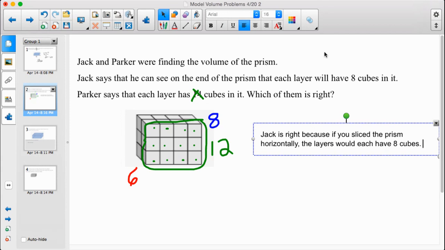Tomorrow I'll post some more different types of volume word problems for you. You will see one that looks very similar to this one, maybe even two, I think. But they'll be a little bit different. The numbers will be different and maybe how many people are right will be different. You'll have to see. All right.